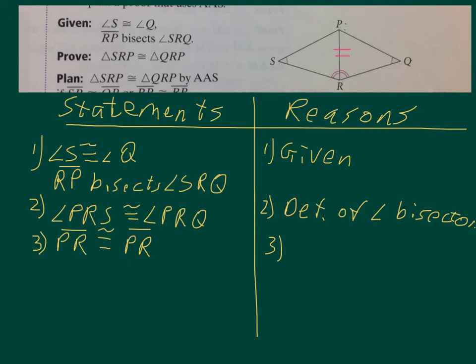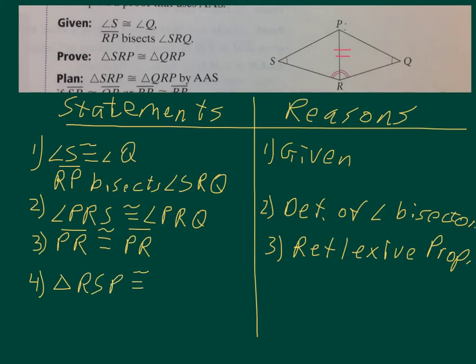Now please pause the video while you try to come up with the reason for step 3. Hopefully you agree that is a reflexive property, and now we can say that the two triangles are congruent. Triangle, I'll call it triangle RSP, and if I call the one on the left RSP, how must you name the one on the right? You better call it RQP. And why is that? Angle, angle, side.